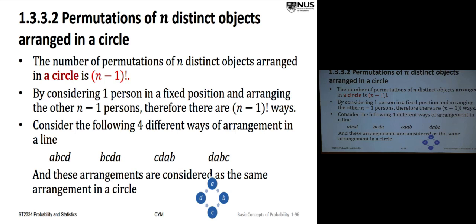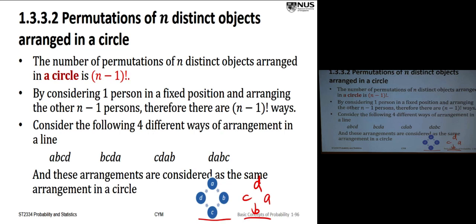So in other words, what I'm trying to tell you is that this A, B, C, D is the same as A, B, C, D, right? Because on the right-hand side of A is always D. On the left-hand side is B. So these two arrangements are considered the same arrangement if they sit in a circle, because in a circle, there are no left end and right end. Not in a row, in a circle.